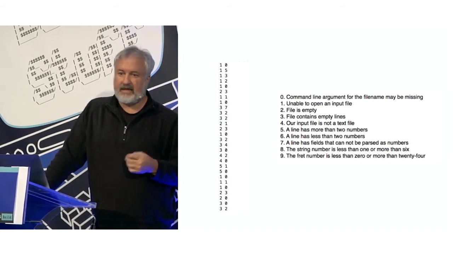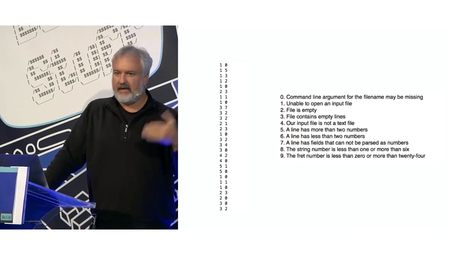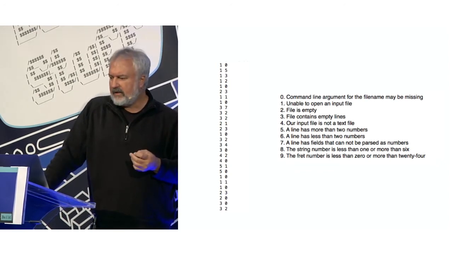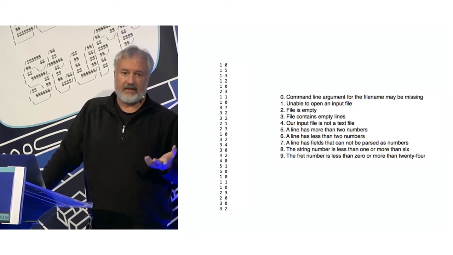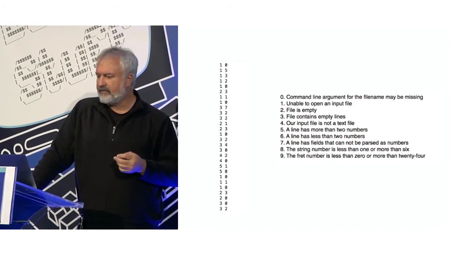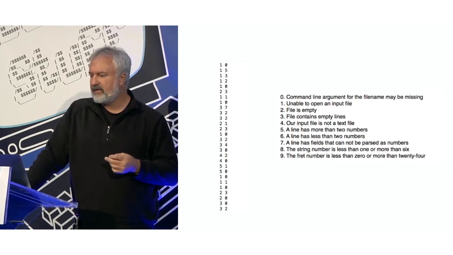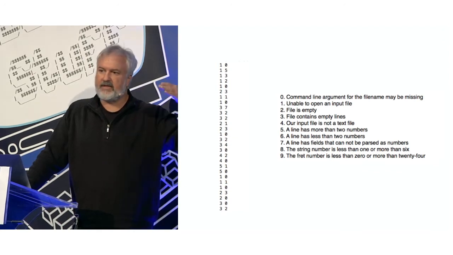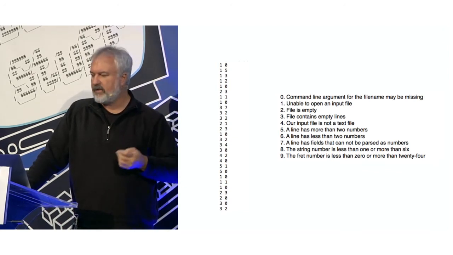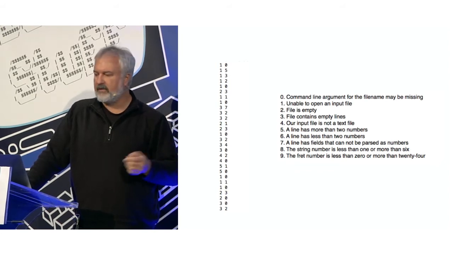Maybe the file contains empty lines. Is that an error or not for us? Maybe the input file is not a text file. That could be a bad thing that happens also. A line can have more than 2 numbers. It can have less than 2 numbers. It could have fields that are not parsed as numbers. String number could be less than 1 or greater than 6. There's basically 6 strings on a guitar, and we want to enforce that. And the last one is the fret number could be less than 0 or more than 24, okay?